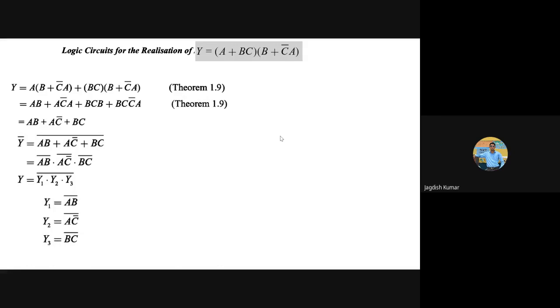Now the question is, can we really simplify and do the job with a lesser number of gates? This part does not answer that question, but this part tries to answer another question: is it possible to implement this expression using only NAND gates? So here is the Boolean algebra to do that.